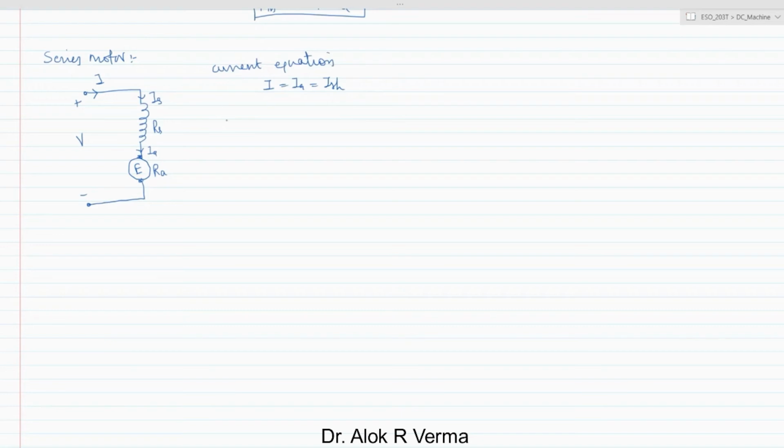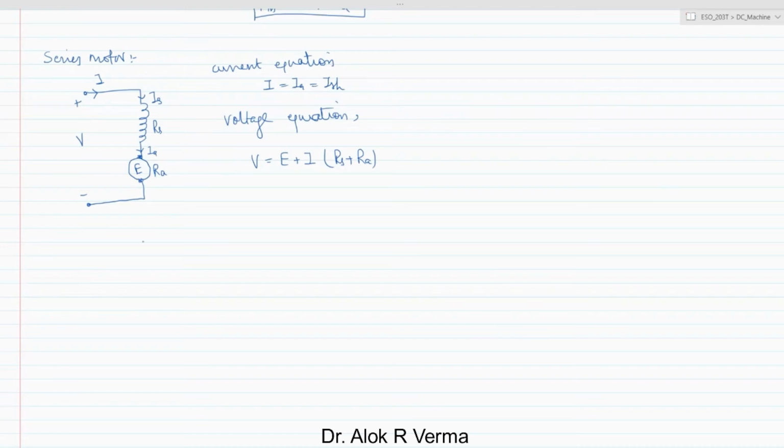Now let's look at the voltage equation. What does the voltage equation say? It says that V is nothing but E plus I into RS plus RA, since all current is I. The armature resistance and the field winding resistance come in series. Okay, so this is the voltage equation. There you have to consider the total resistance coming in the loop, the total series resistance.